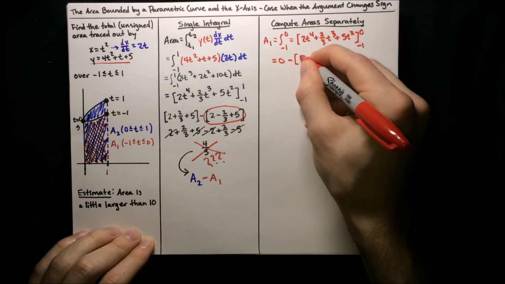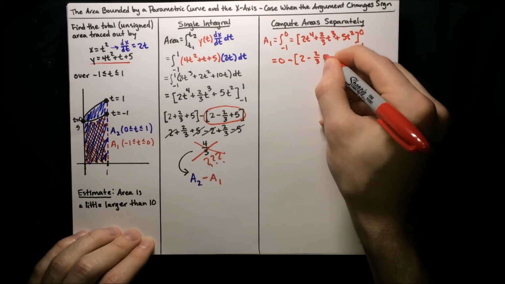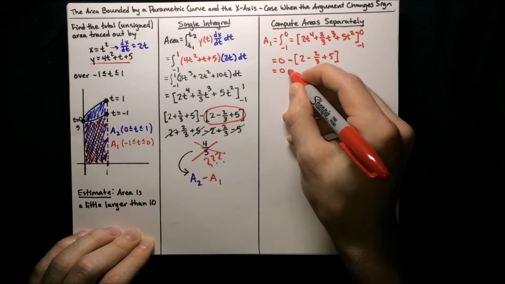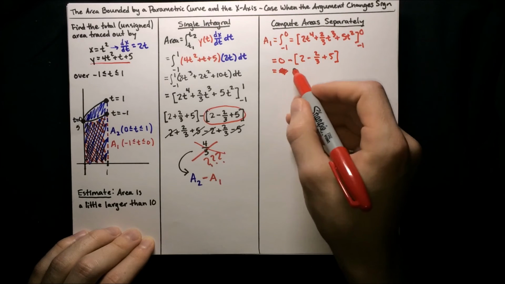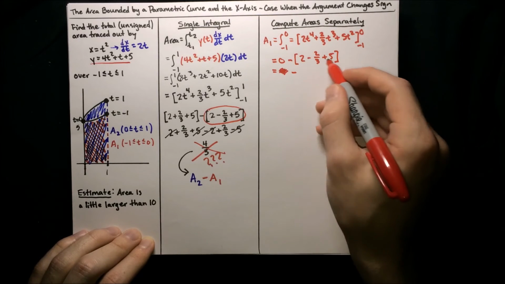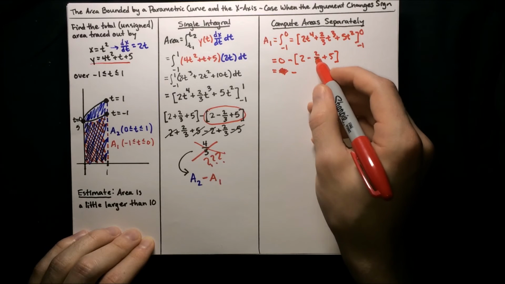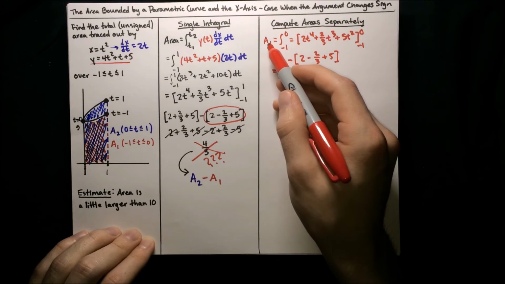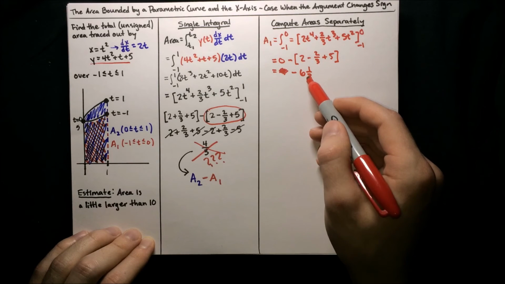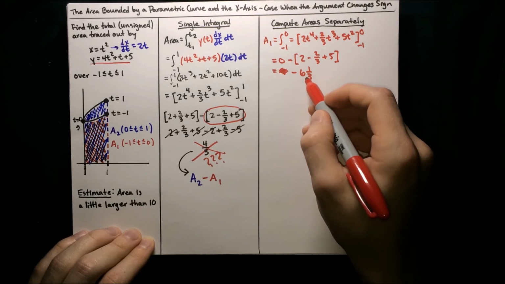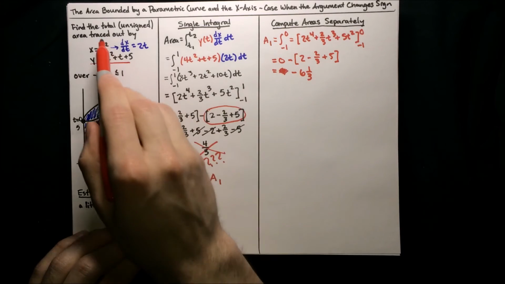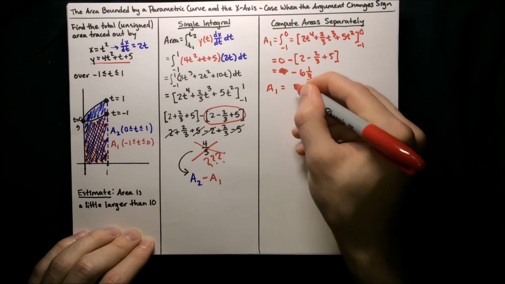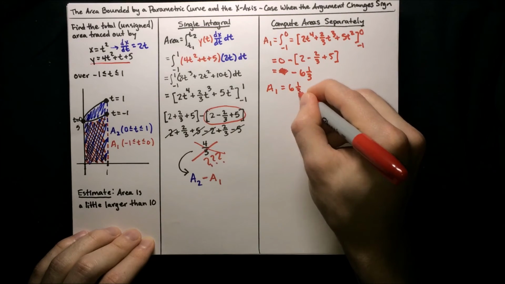So 0 minus 2 minus 2/3 plus 5. And so that is just 0, well, we'll forget about the 0. And this is just minus 2 plus 5 is 7, minus 2/3 is 6 1/3. So area 1, this integral comes out to -6 1/3. But we want positive area, not negative area, because we want the total unsigned area. So we actually have that area 1 is just equal to +6 1/3.